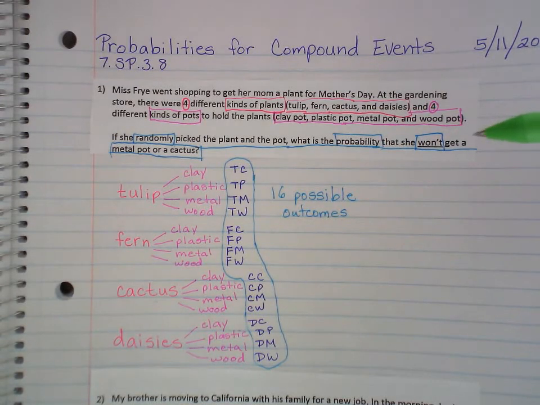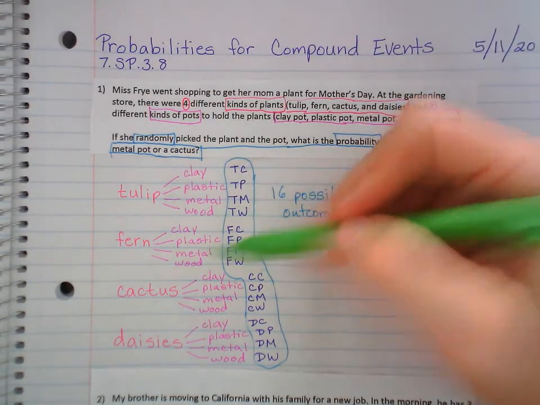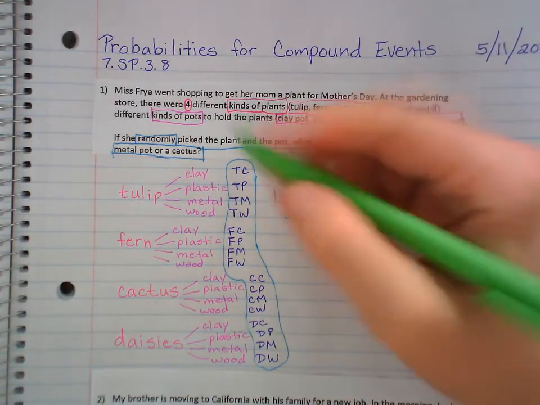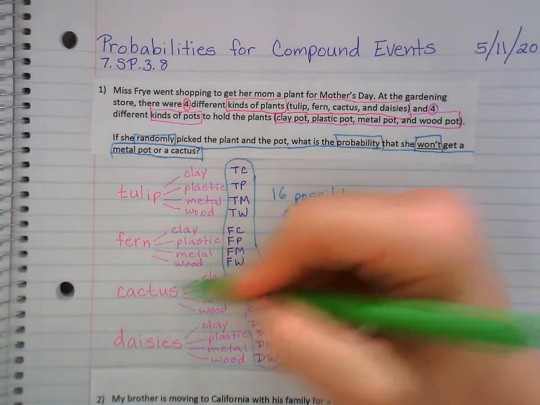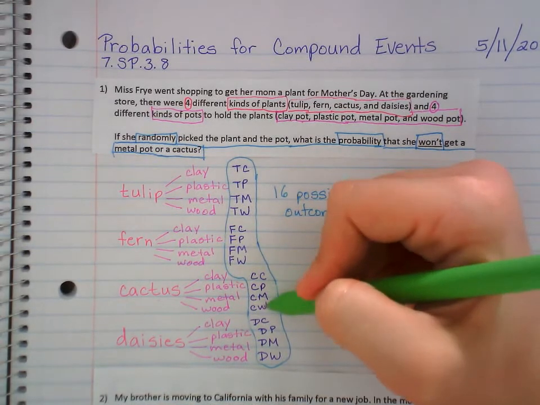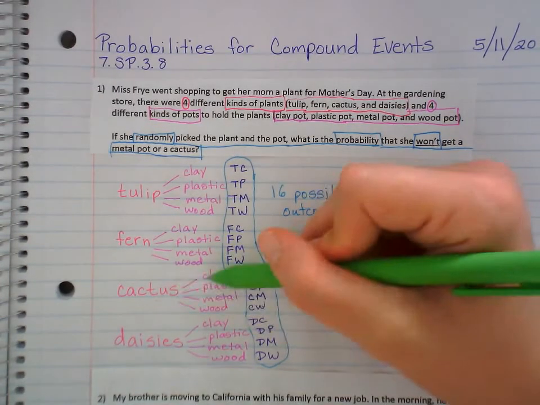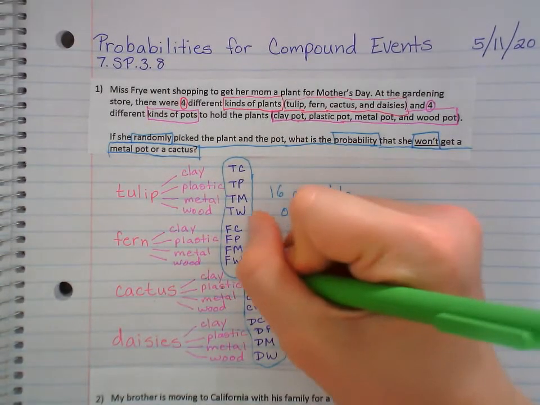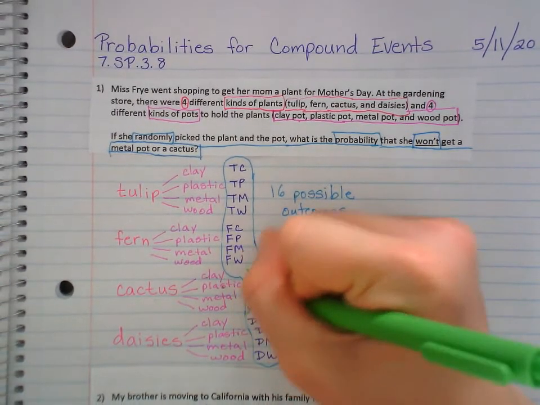So what I do is, at first, I think: cactus, I don't want a cactus. So cactus, all 4 of these are cactus. This is cactus clay, cactus plastic, cactus metal, and cactus wood. So I don't want any of those 4.